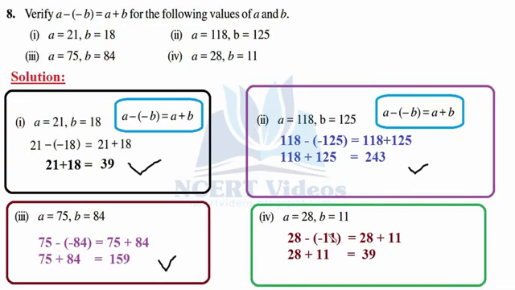Last part, a 28, b 11, just substituting the values in a and b and obtaining the result. So 28 minus minus is plus. Just remember this, minus minus is plus. It gives you 39. That makes your question number 8.